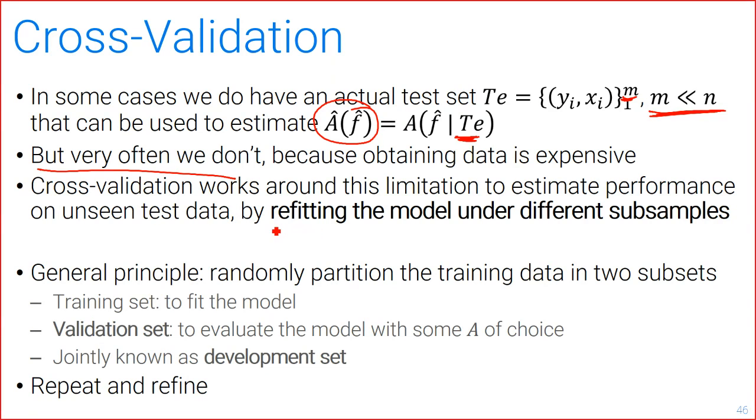The general idea is that we're going to refit the model multiple times under different subsamples of the training data. The general principle is we randomly partition the training data in two subsets. Then we use the first one, what we call the training set, to fit the model. And the remaining part, what we call the validation set, is going to be used to test the performance of the model, kind of as a test set. Then we do this multiple times and refine the model and see how well the model behaves and make decisions about the model.